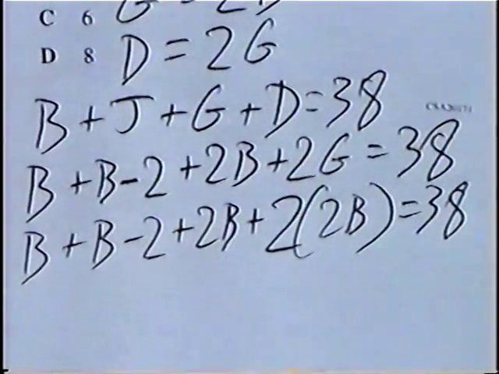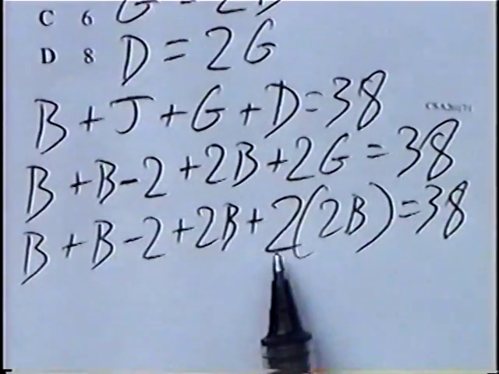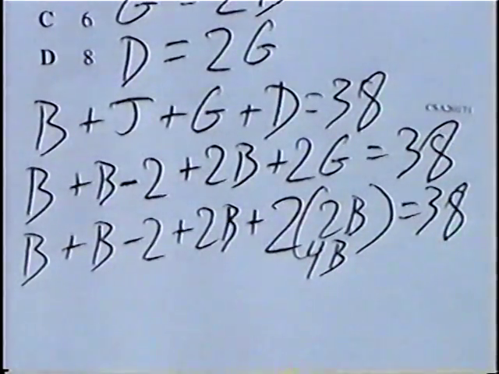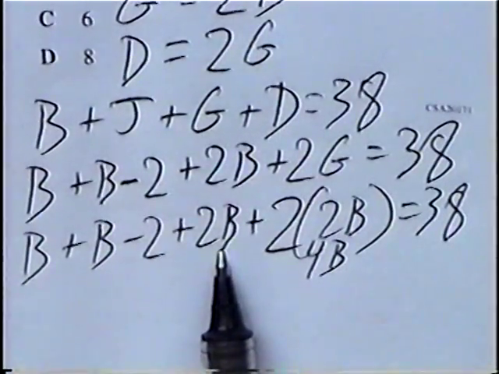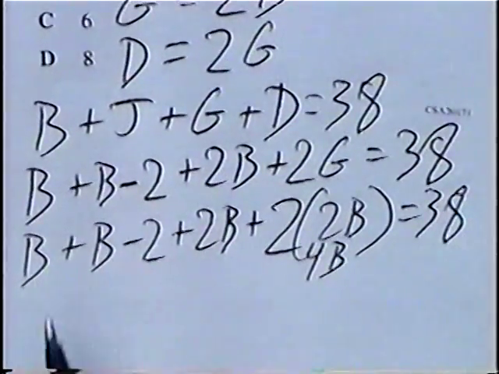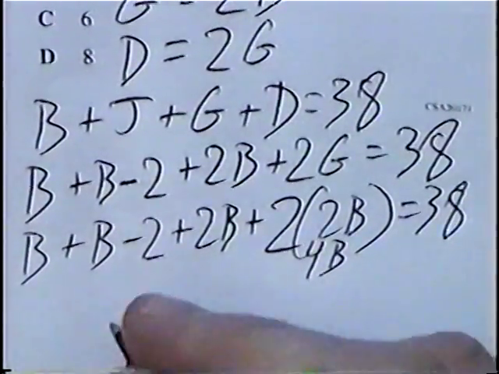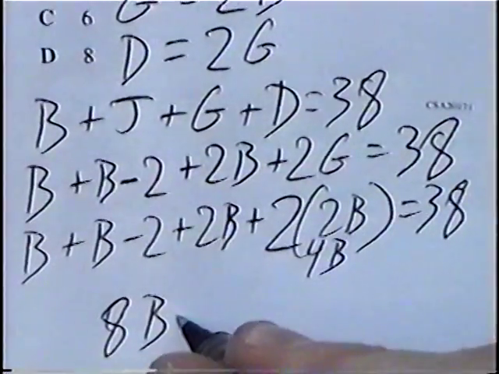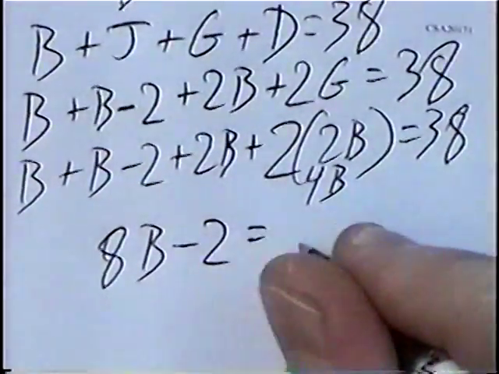Now since the single variable is b, we can combine like terms. 2 times 2b would be 4b. And adding the b's, we'll have 1b plus 1b plus 2b plus 4b. 1 plus 1 plus 2 plus 4 would be 8b. And we do have a number minus 2, which would stay the same. Equals 38.